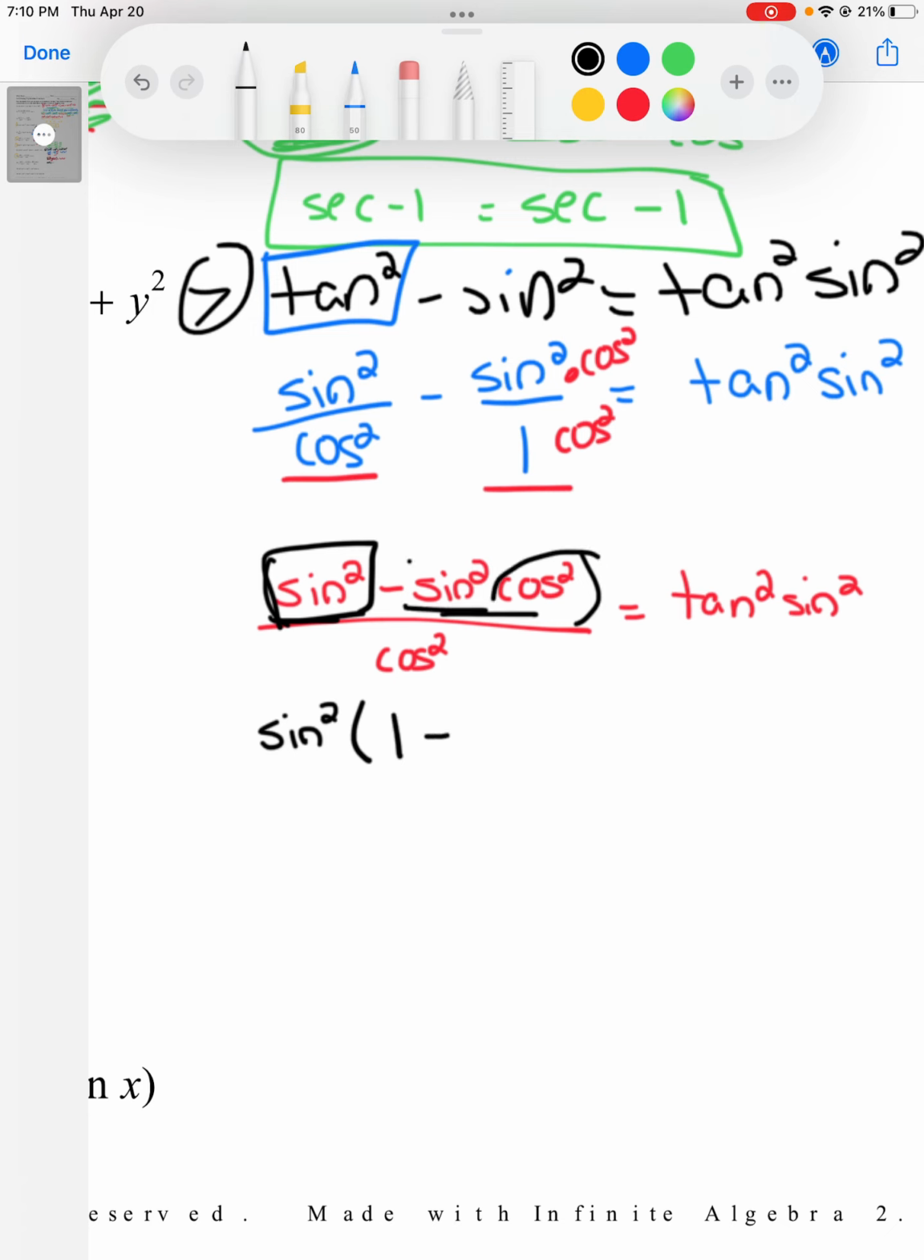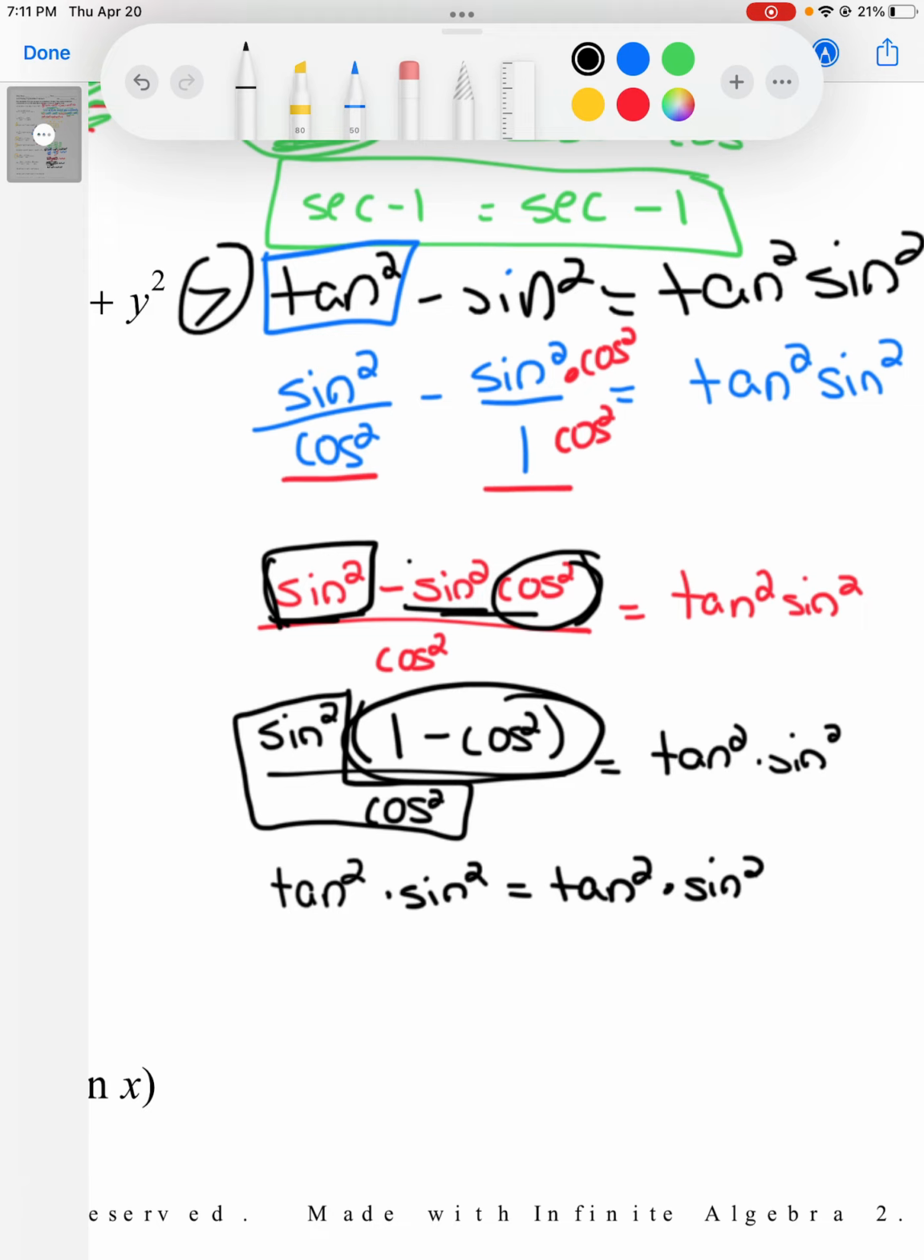Okay. Nice thing is, what does this equal? Sine over cosine. That equals tangent squared. And what does this equal? That equals sine squared. And voila, we have tangent squared times sine squared now. Okay, so we're done.